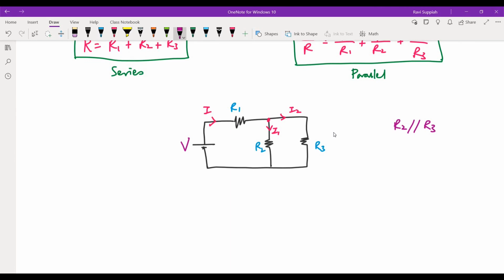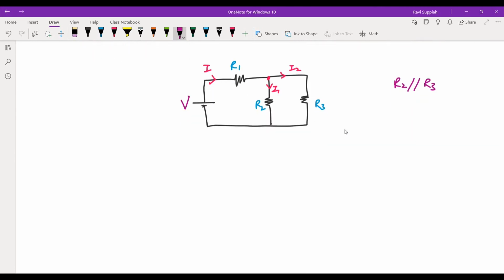So if I want to simplify this circuit, the first step is I would have to redraw the circuit such that I have a voltage source, resistor and the combined resistance. So this will be V, this will be R1, and this will be R2 parallel to R3.